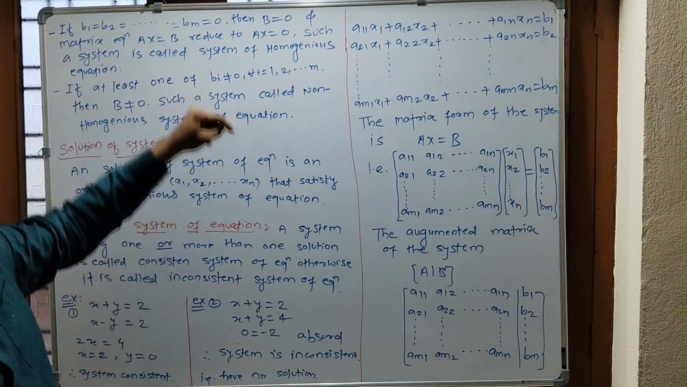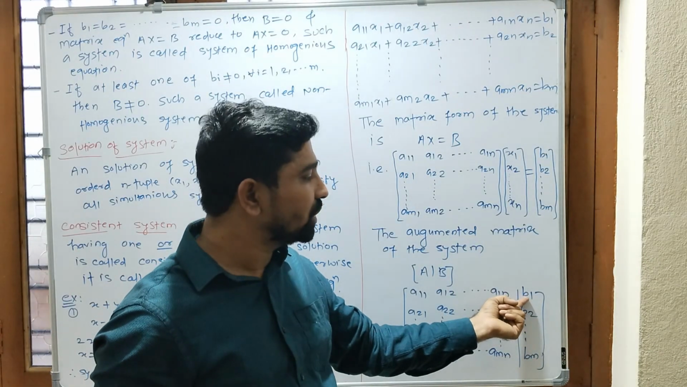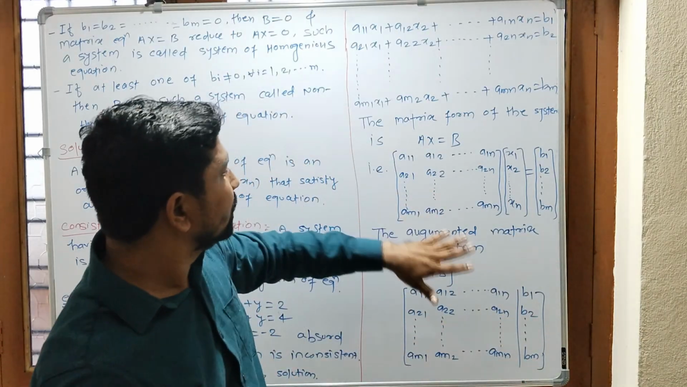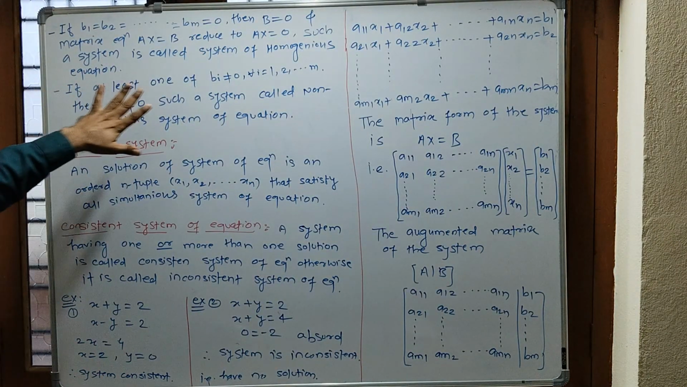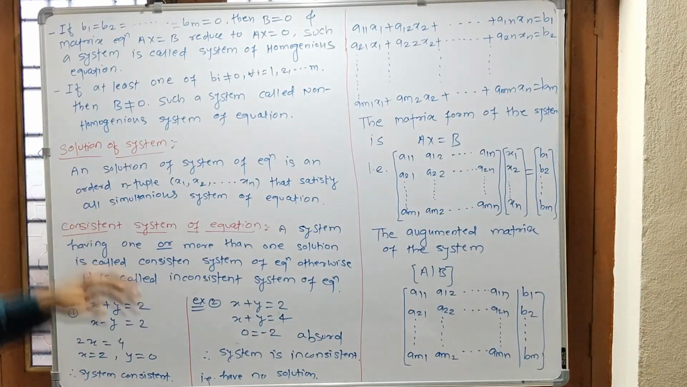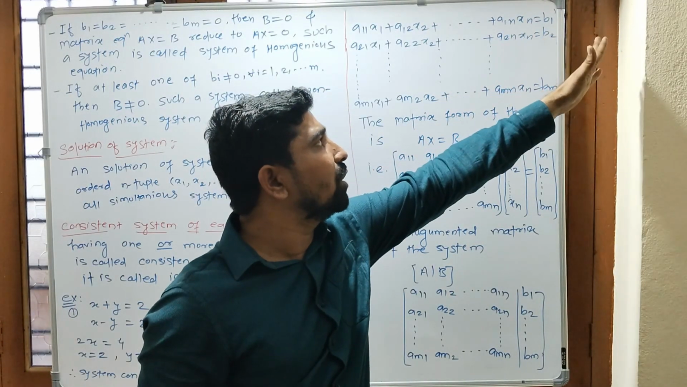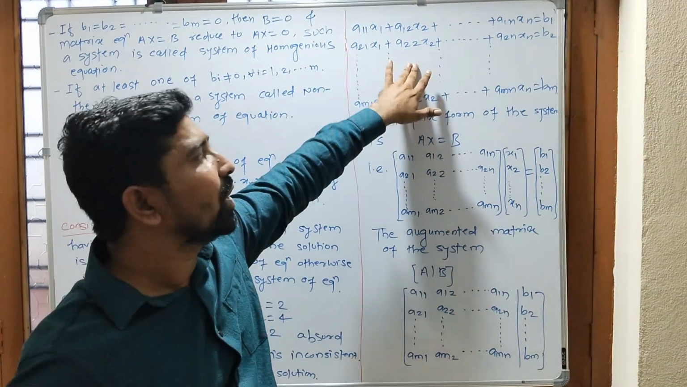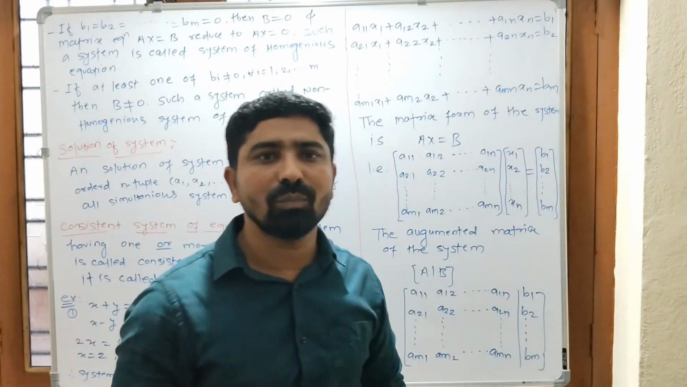And if at least one of the bi, from b1, b2 up to bm, is non-zero, let's say b1 is non-zero and b2, b3 up to bm are all 0, then this system Ax = B is called a non-homogeneous system of equations. मेरा कहने का मतलब ये है, अगर एक भी bi इस सिस्टम में 0 नहीं है, तो उस पूरे सिस्टम को हम नॉन होमोजेनियस सिस्टम ऑफ इक्वेशन कहते हैं. अगर मेरे पूरे के पूरे b1 b2 अप टू bm 0 हो गए तो उस सिस्टम को मैं होमोजेनियस बोलूंगा. अगर एटलीस्ट वन ऑफ द bi इज नॉन जीरो, तो उस सिस्टम को मैं नॉन होमोजेनियस सिस्टम ऑफ इक्वेशन बोलूंगा.